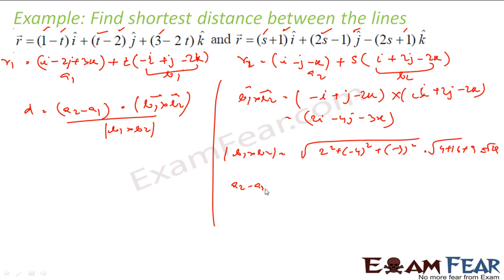I need A2 minus A1. So this guy will be this guy minus this guy, that is i minus j minus k minus (i minus 2j plus 3k). So this comes out to be, i cancels, right? Minus j plus 2j is j, minus k minus 3k is minus 4k. Just put the values here. So this becomes j minus 4k.